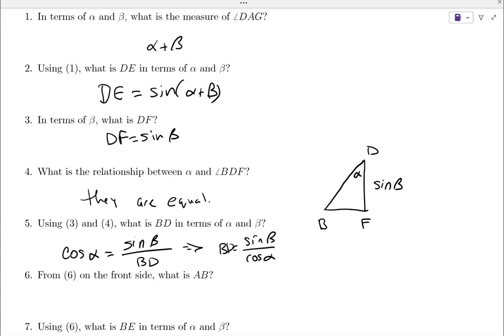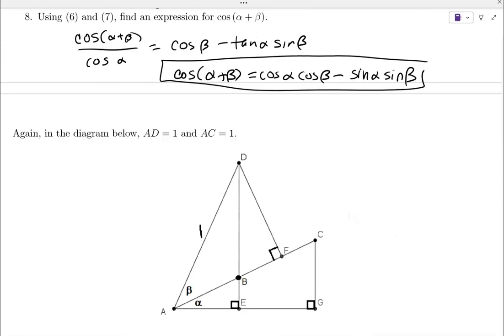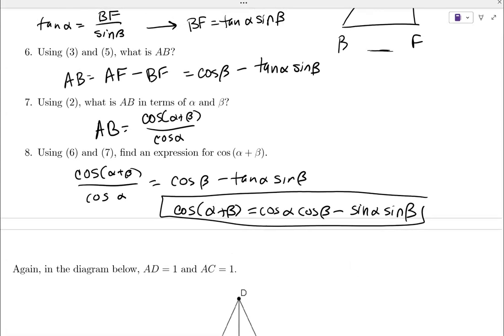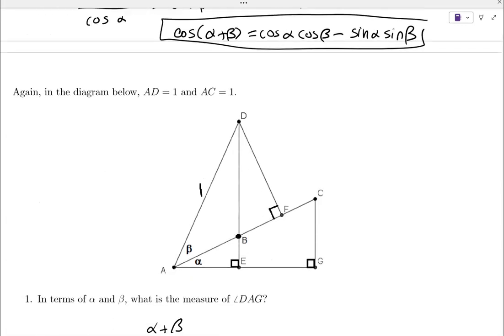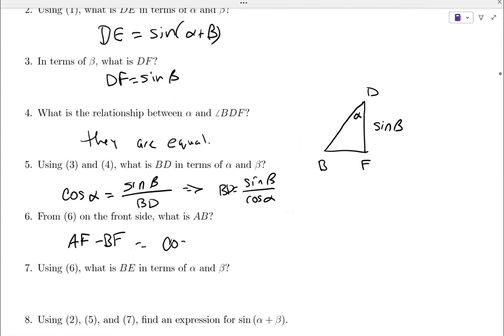Now on the front side just means the previous page. From number 6, what was the length of AB? We already did this one a minute ago. Okay, so it was AF minus the BF, which was equal to what? Let me scroll back up to number 6. What did we get? Cosine beta minus tan alpha sine beta. So that was the length of AB.